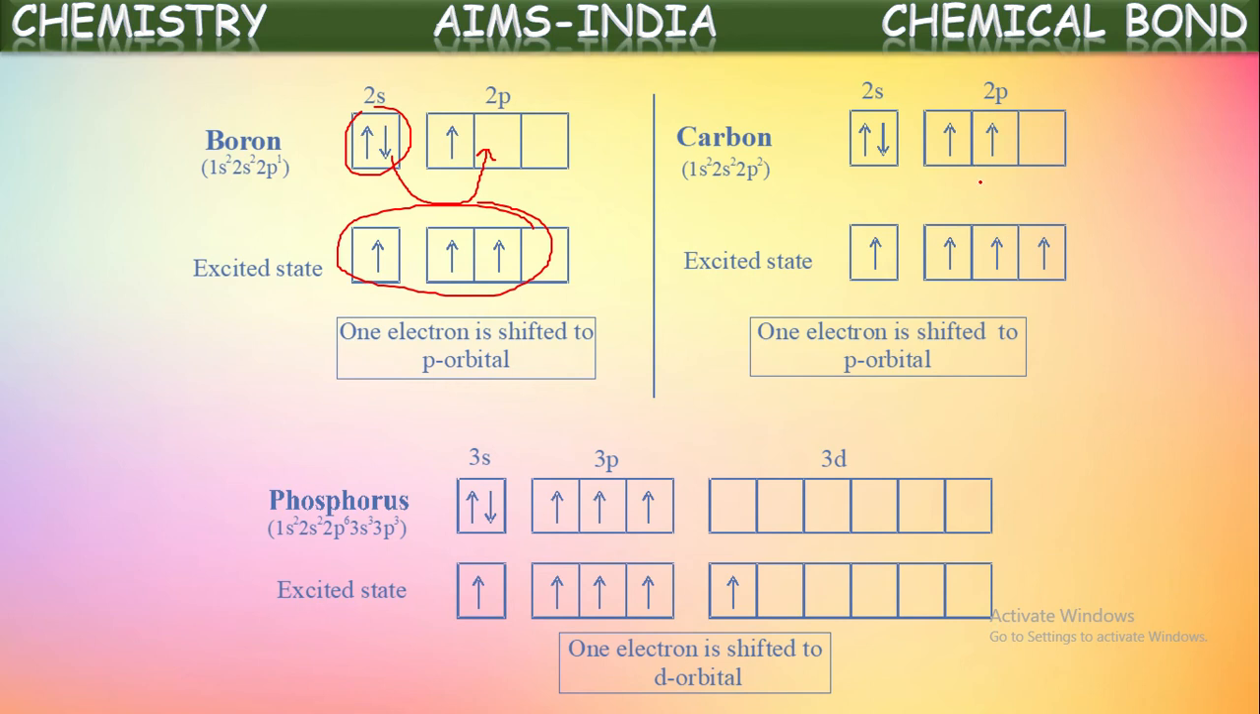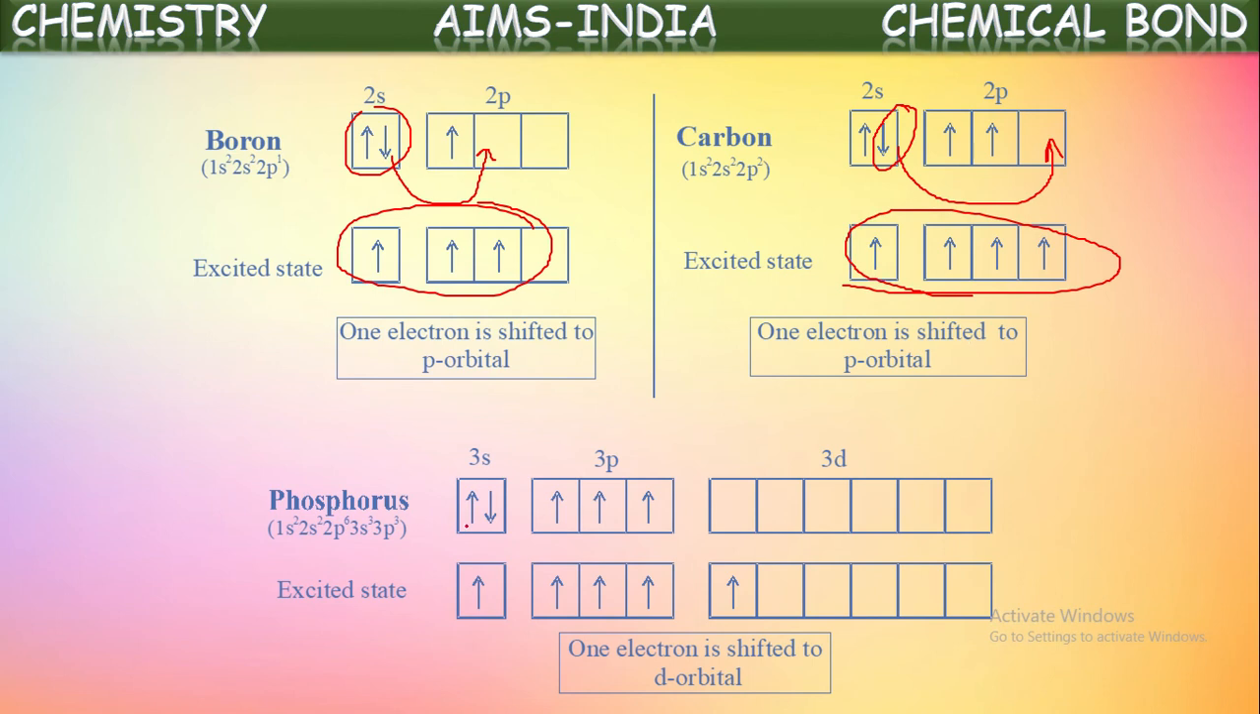Actually, it has two unpaired electrons only, but after excitation, meaning after absorbing energy, one electron from 2s jumps into the vacant 2p orbital. So it will get 4 unpaired electrons. These will participate in the 4 covalent bonds formation.